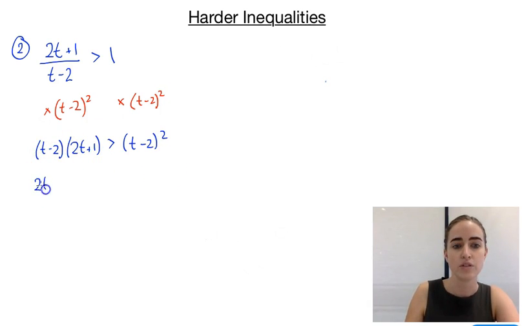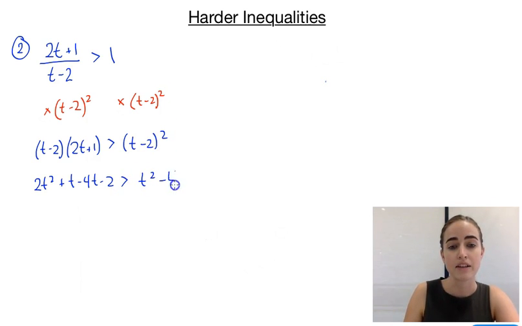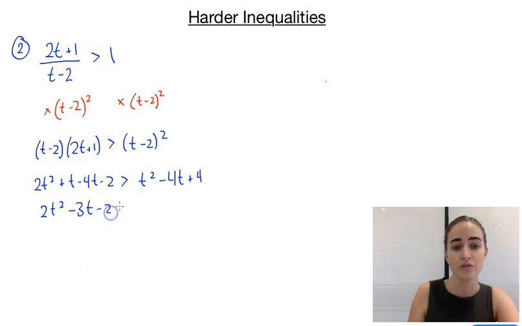So we'd have 2t squared plus t minus 4t minus 2 is greater than, if we expand this side out, t squared minus 4t plus 4. Simplifying, we'd have 2t squared minus 3t minus 2 is greater than t squared minus 4t plus 4. And then if I bring all of this over to the other side, I'm going to subtract t squared, so we just have t squared. I'm going to add 4t, so we'd have t. And I'm going to subtract 4, so we'd have minus 6 is greater than 0.